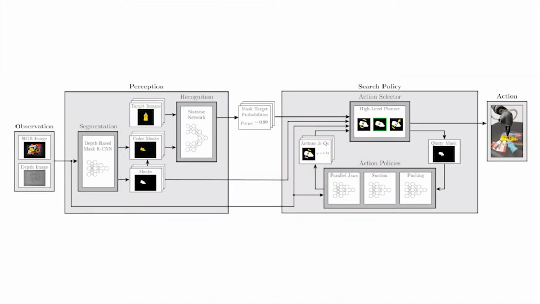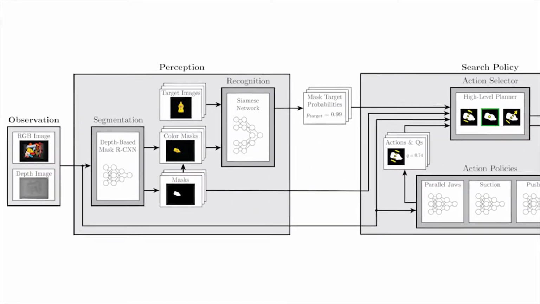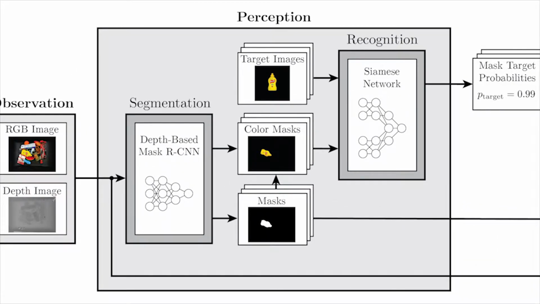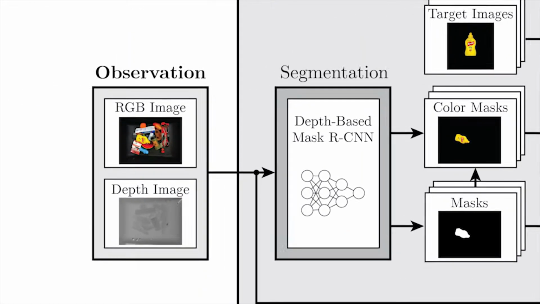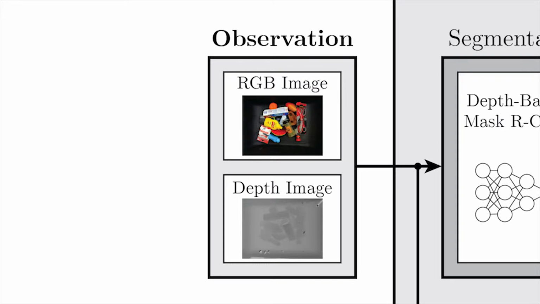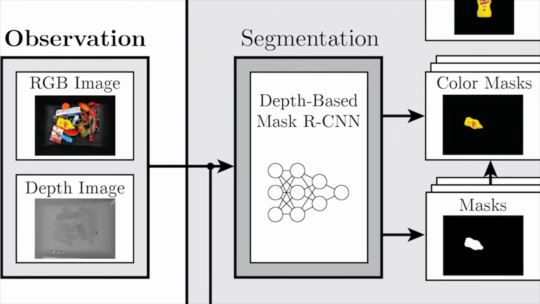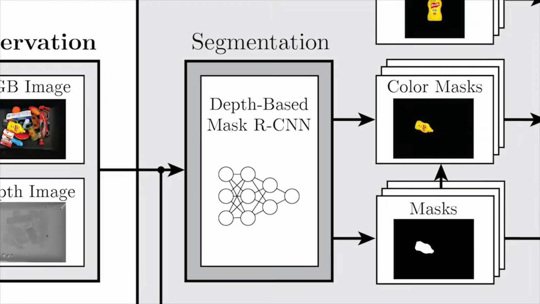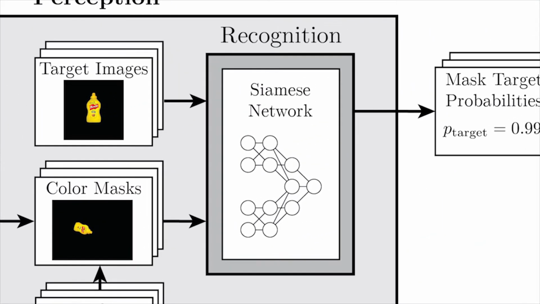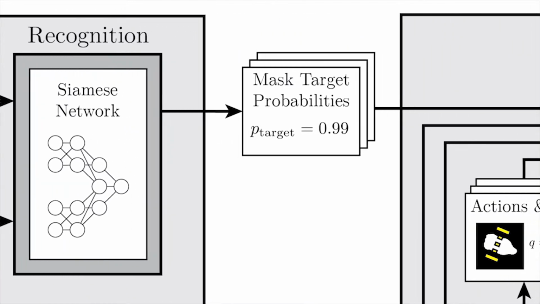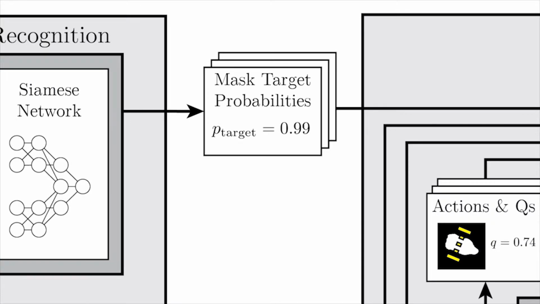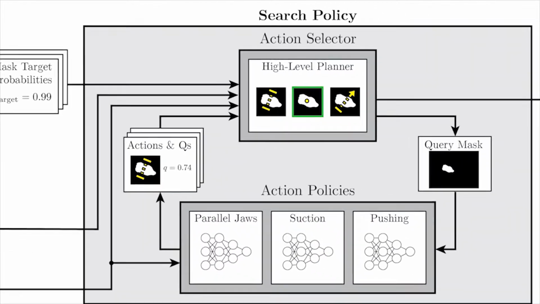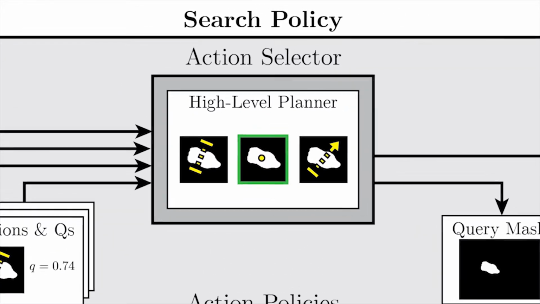We propose an algorithmic framework for such problems made up of multiple state-of-the-art components from computer vision and robotics. The first stage of the framework involves processing of the sensed data via object segmentation and recognition. This is done by taking sensed visual data, such as RGBD images, and using a segmentation model to produce a mask for each object. The masks are then used along with a set of images of a target object as inputs to a one-shot object recognition model, which produces a probability for each mask on whether it contains the target object. The masks and associated probabilities are then used as input to the search policy stage.